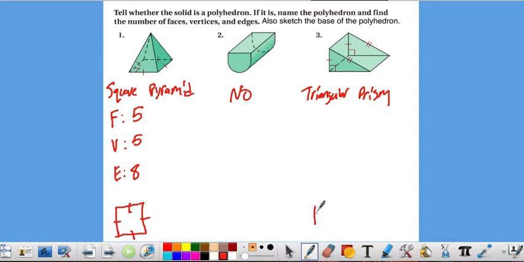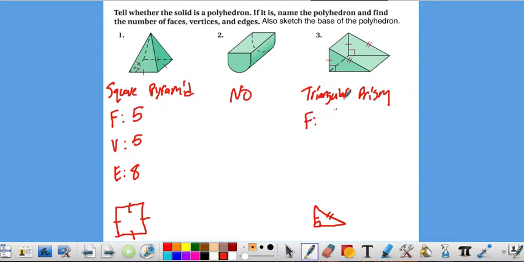So I'm going to go down here. The base of this thing is a triangle. This is one of those cases where the base is not on bottom, but clearly you could just tip this thing up and it would look like the triangle was on bottom. Let's run through faces, vertices, and edges.